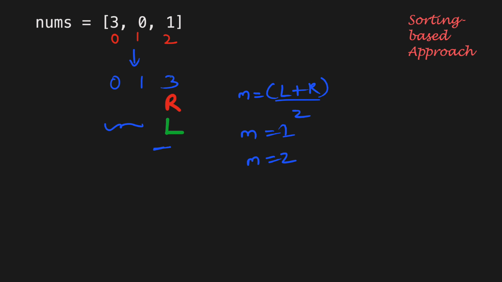Since both left and right pointers meet and we found a mismatch, we can return either of left or right pointer as our answer because our search space has shrunk to just one element, which should be a missing element due to the mismatch. Here, both left and right pointers point to index 2, hence our missing number is 2.